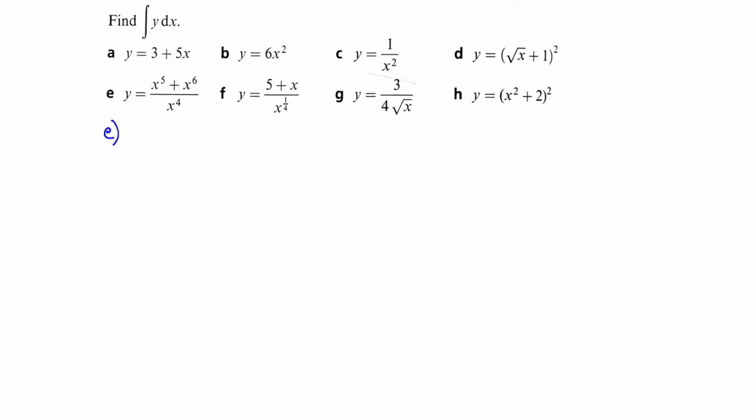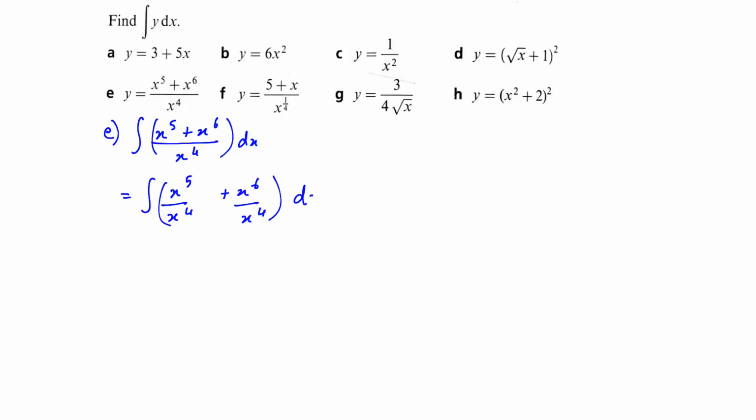For e, you can see that you have x to the power of 5 plus x to the power of 6 over x to the power of 4. We cannot integrate like that. We will have to separate each numerator, and the denominator which we have here, x to the power of 4, is for each numerator. We will write it under each numerator. So we will get x to the power of 4 here, x to the power of 4, dx.